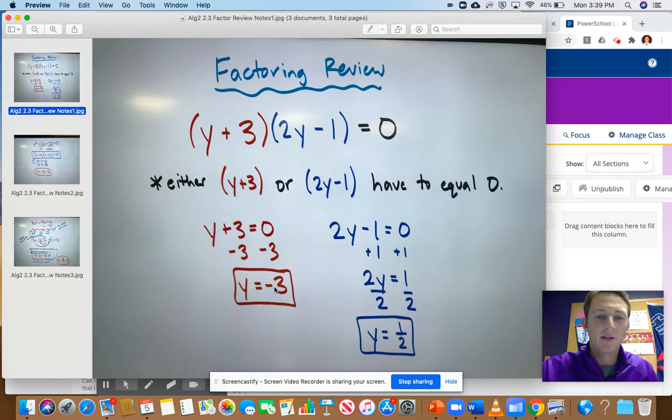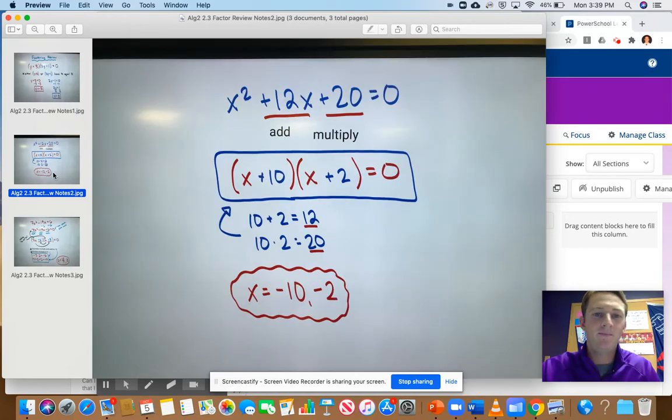Solve for y, and that's negative 3. Set 2y minus 1 equal to 0 and y equals 1/2. So our solution set would be negative 3, comma, 1/2.